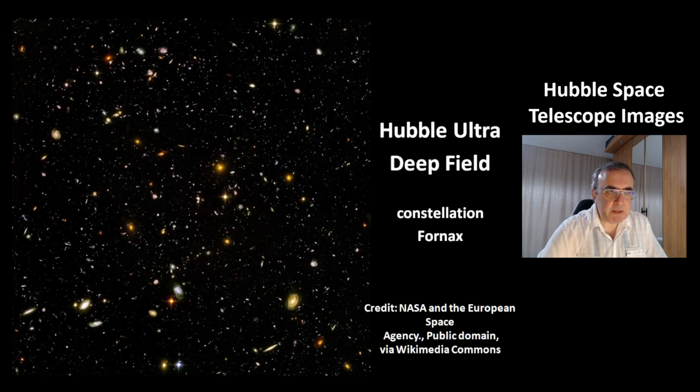This is a famous picture of the Hubble Ultra Deep Field in the constellation Fornax. And almost every dot in this picture is a galaxy. You can see nice spiral galaxies here and here. And the orange objects are elliptical galaxies. And this gives you an idea of the number of the galaxies in the universe.